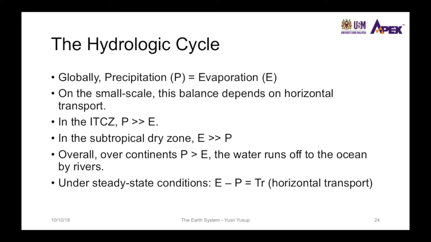In general, over continents or over land, we see that precipitation will be more than evaporation, but the precipitation that comes onto the land runs off to the ocean by rivers. So under steady state conditions, we see that evaporation minus precipitation should equal the amount of horizontal transport of water.